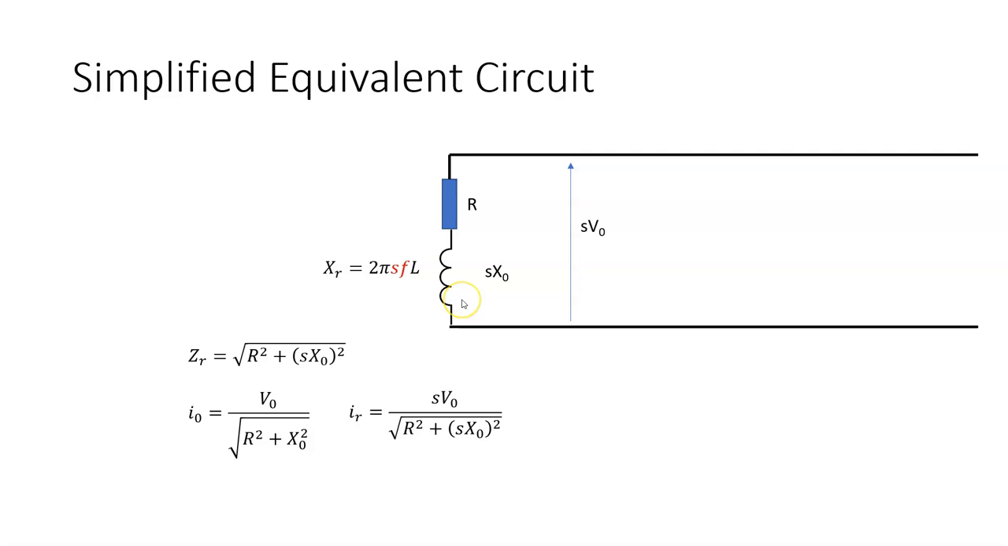Okay, so that's my equivalent circuit now. The impedance here is 2 pi S F L, or we just say S X0, X0 being what it would have been if the rotor wasn't rotating at all, which is just 2 pi F L. So S times 2 pi F L is the inductive reactance. The resistance is R, so the total impedance is the square root of R squared plus (S X0) squared. And then the current in the rotor, I, is the voltage, which is S V0, divided by the total impedance Z.